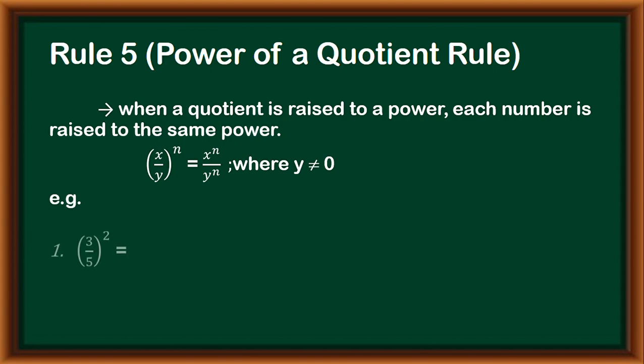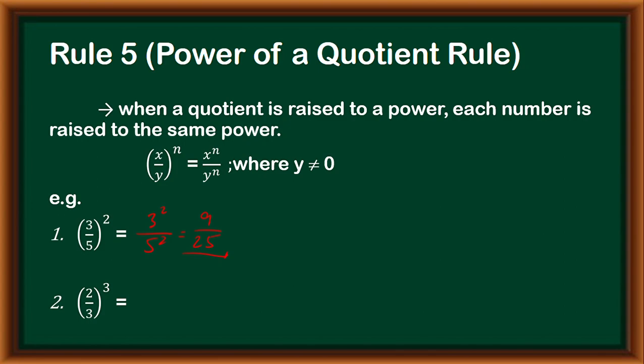Okay? So, an example of this is this one. And this. As you can see here, this will become 3 raised to the second power over 5 raised to the second power. So, 3 raised to the second power is 9, over 5 raised to the second power, which is 25. So, this is our answer.